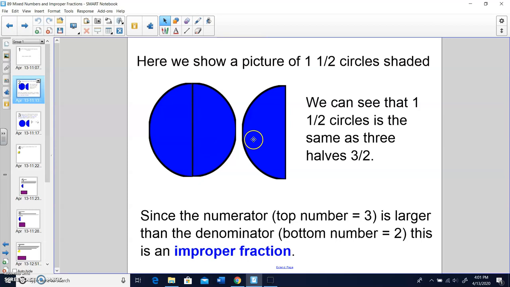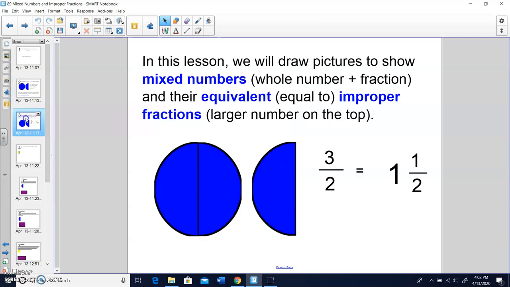One, two, three halves. If we were talking about three halves, notice that the bigger number is in the numerator. The bigger number is on top. The numerator is larger than the denominator, which is the two at the bottom. So since we have the three on the top, that is called an improper fraction. It's not what we would usually think of as a fraction. So three halves is an improper fraction.